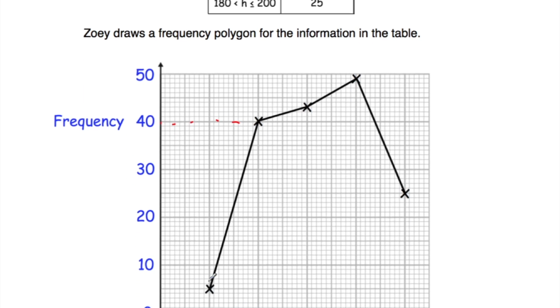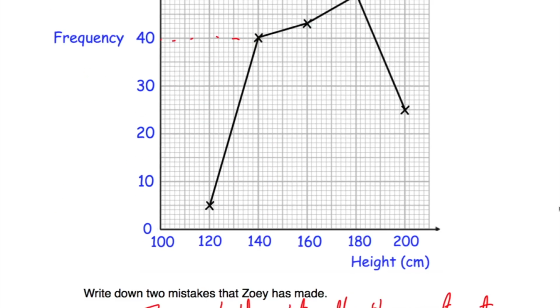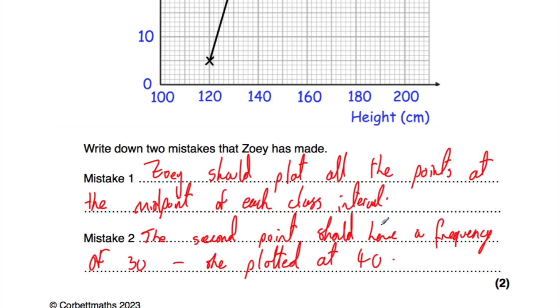If we look, the first one had a frequency of 5, that's great. The second one, 43, that's okay. 49, that's okay. 25, that's okay. It's this point here, the second point should have had a frequency of 30, not 40. So I'd write that down as well. Just the second point should have a frequency of 30. She plotted at 40. Okay, let's have a look at our next question.